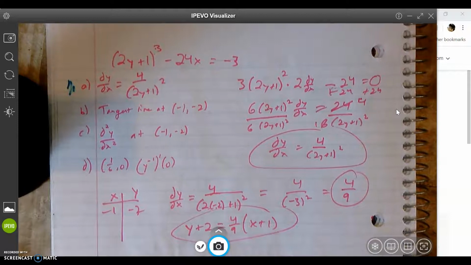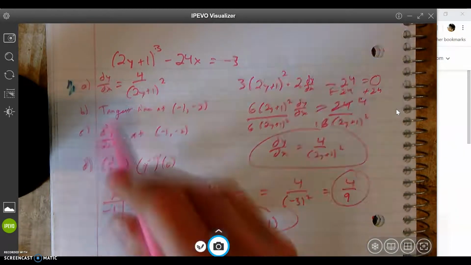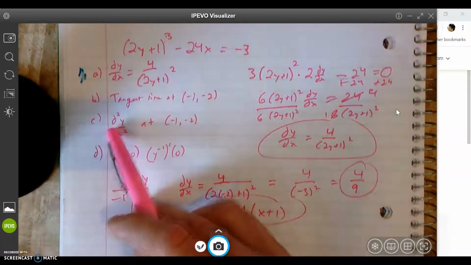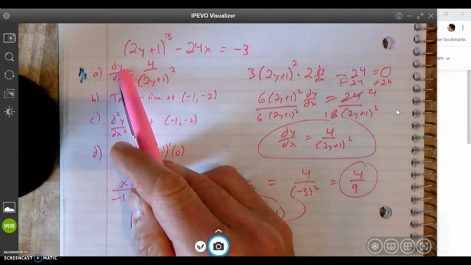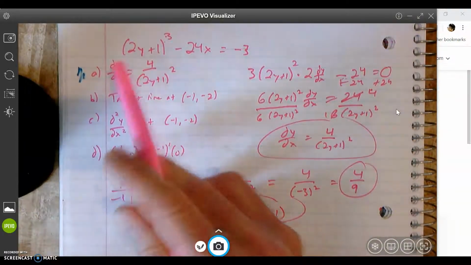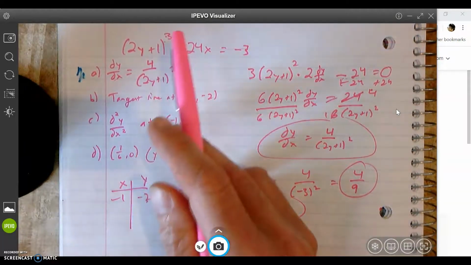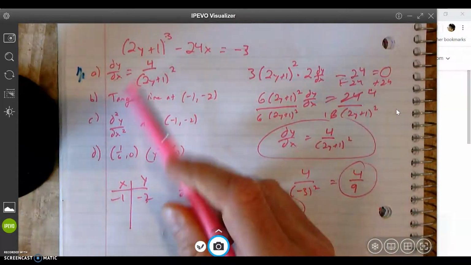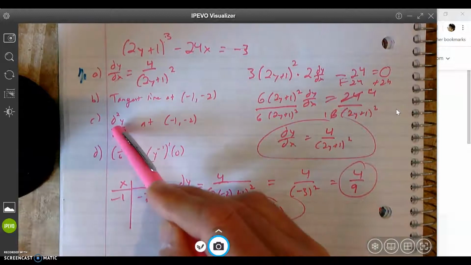Cool. All right. So we got to get part C, d squared y over dx squared. So this means the second derivative. So I got the first derivative, I got to get the second derivative. So I got to derive this thing right here. So I derived the original function to get this right here. And I'm going to derive this to get this in part C.